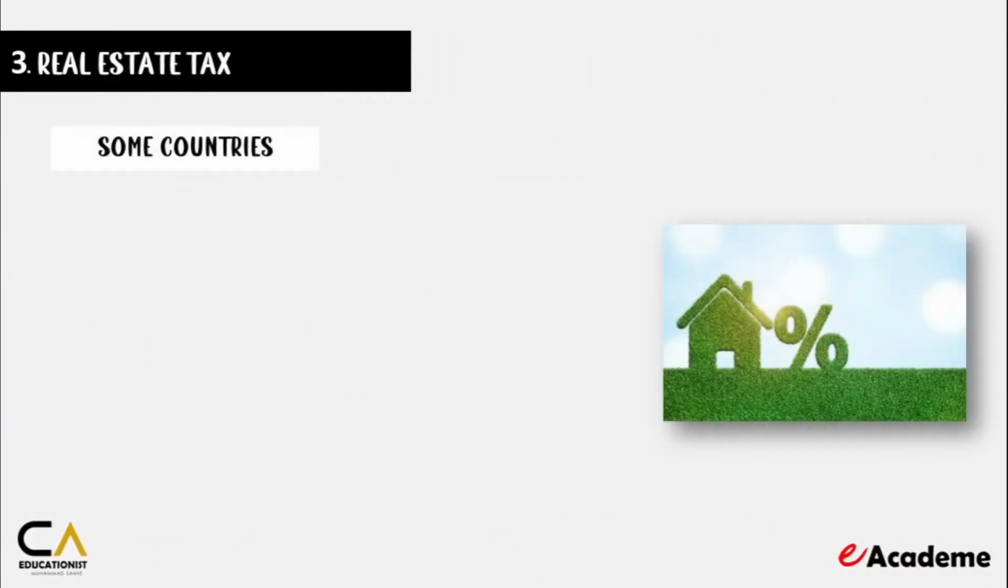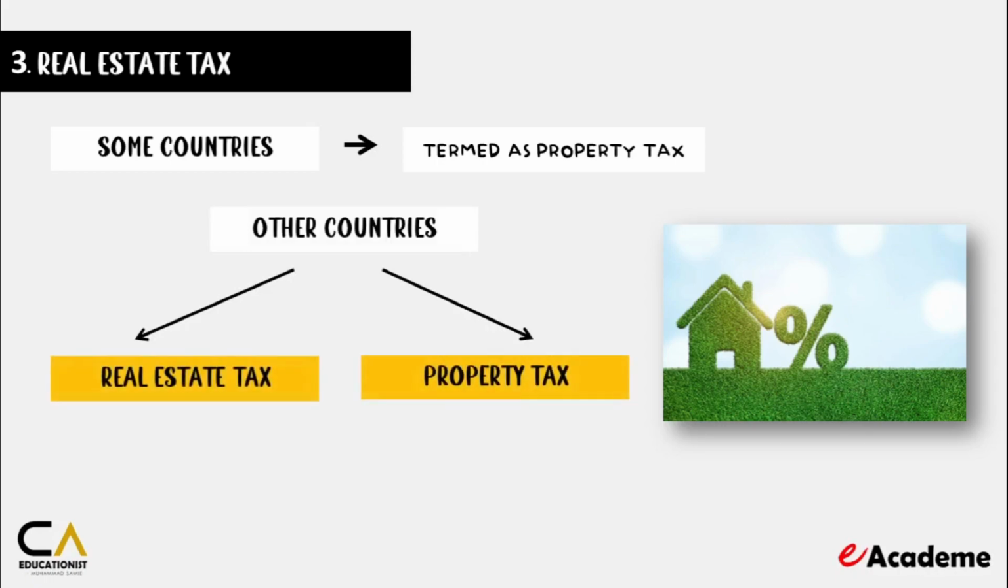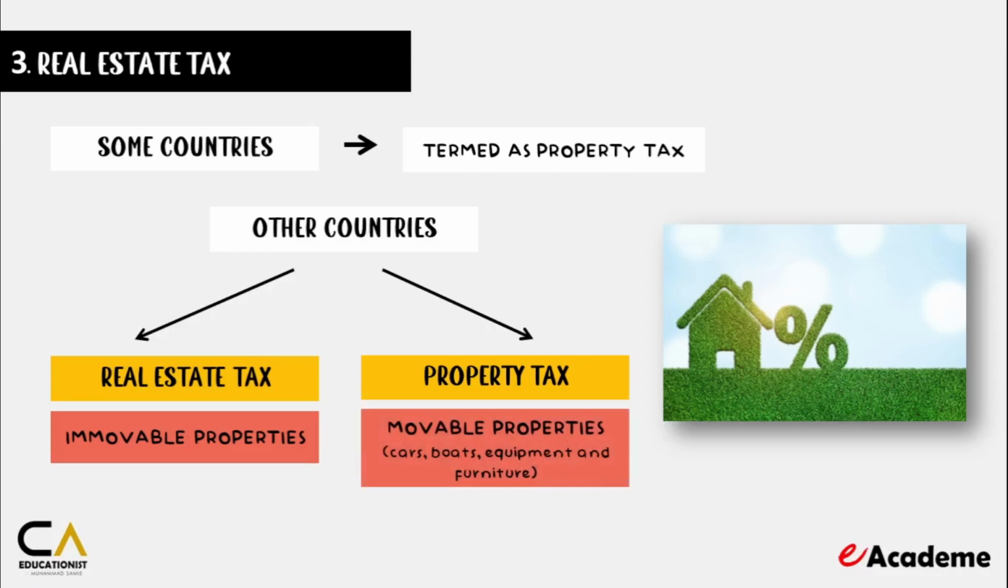In some countries, this tax is levied with the name of property tax. However, in other countries, real estate tax and property tax are considered as two different taxes, where real estate taxes cover immovable properties and property taxes cover movable properties like cars, boats, equipment, and furniture.